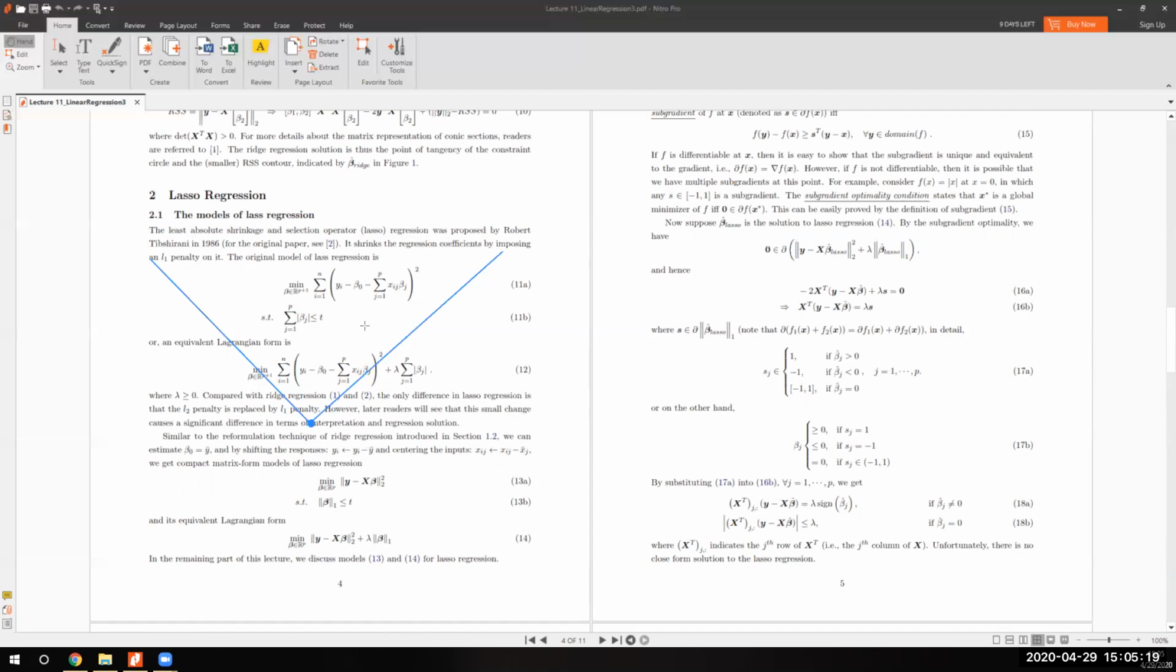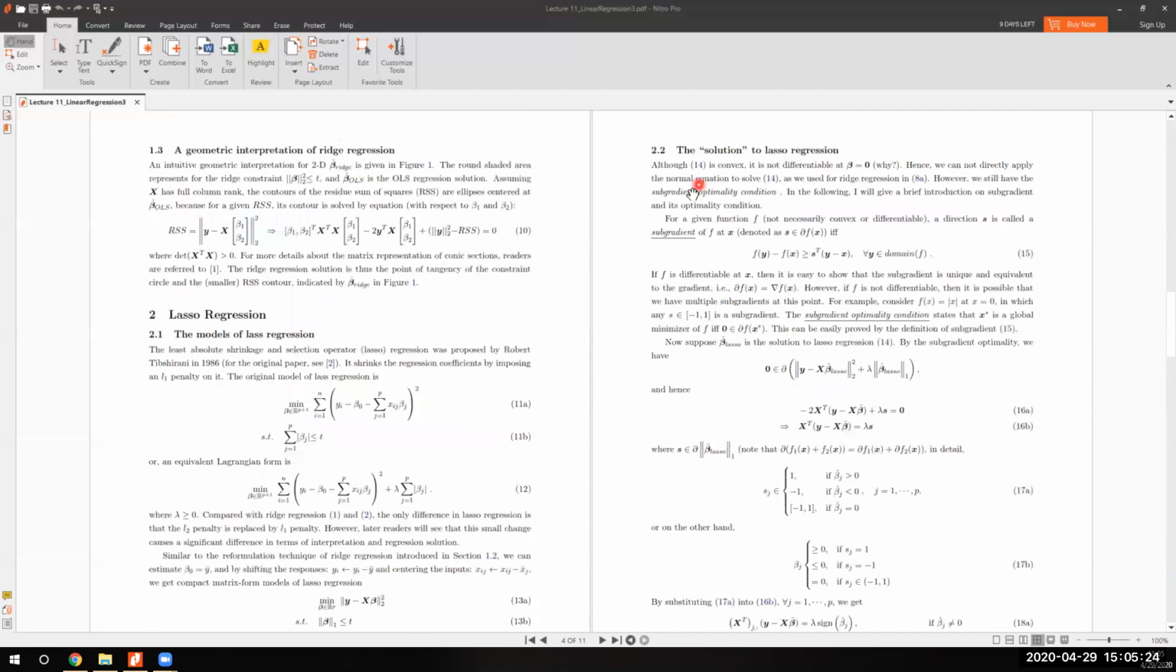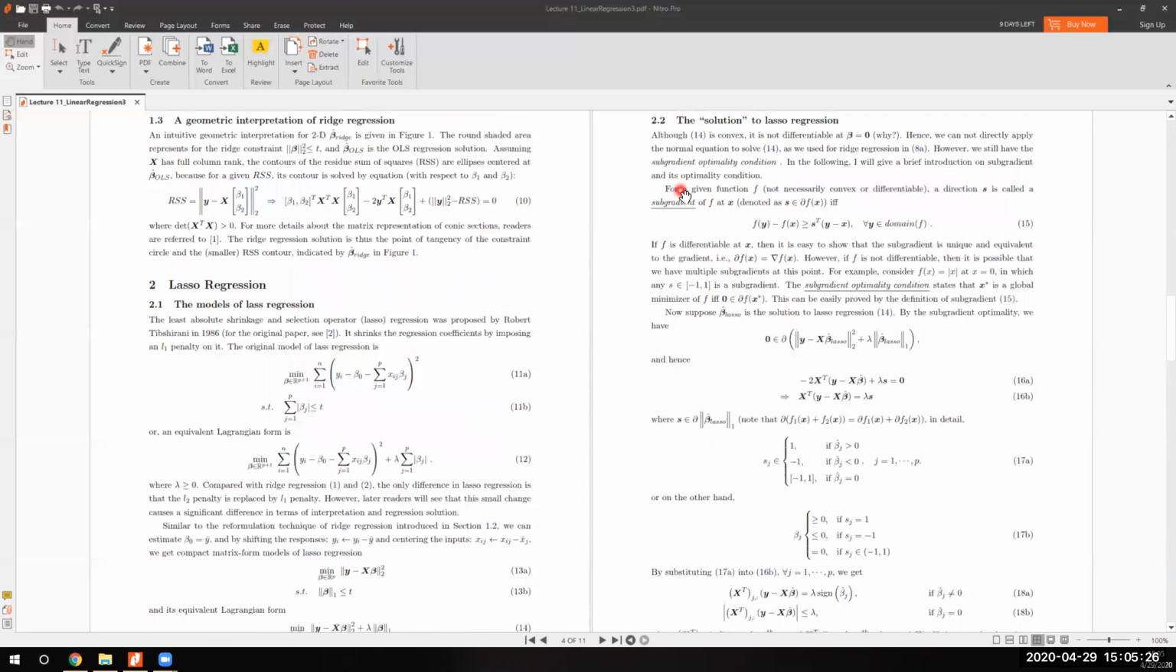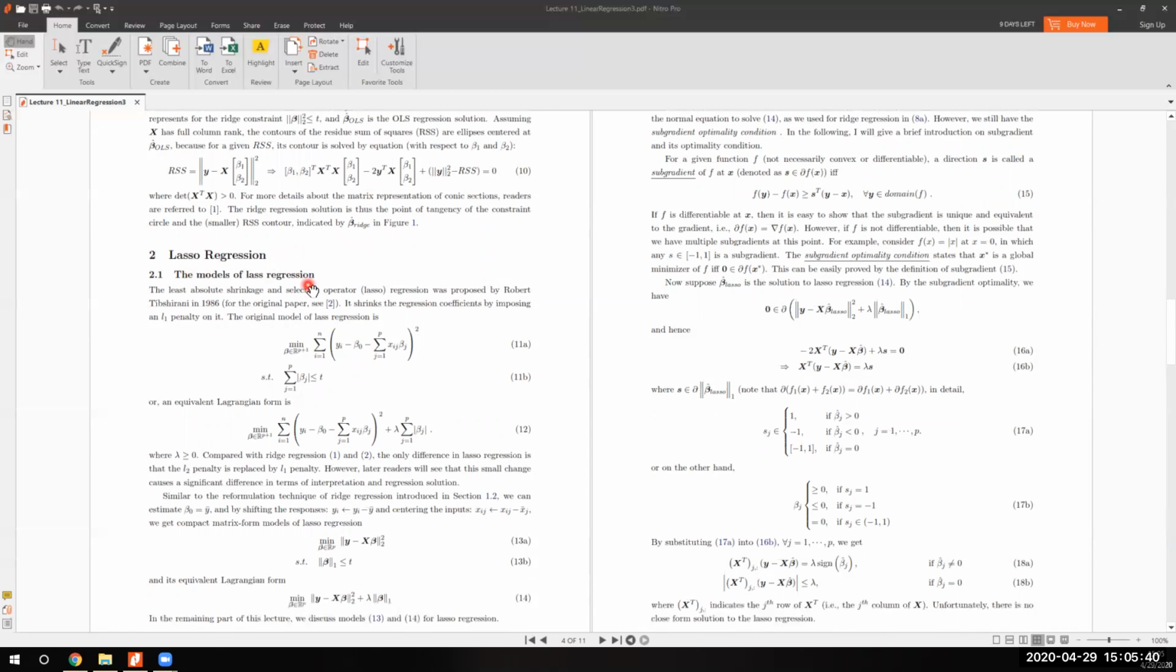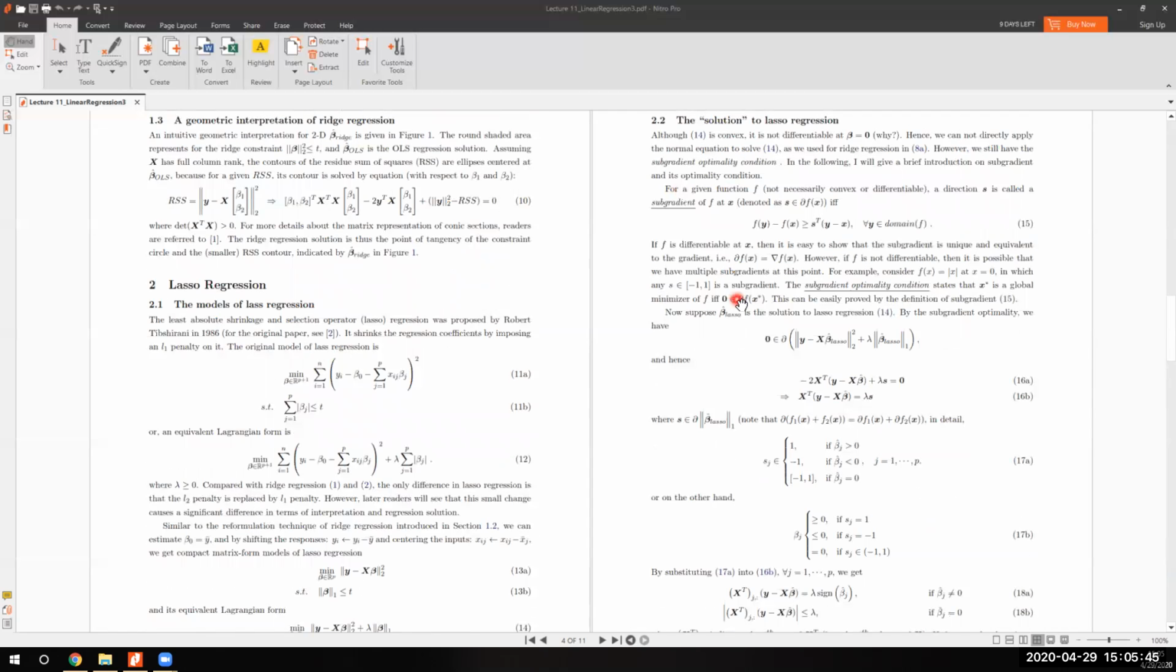So that's a problem: you cannot simply use a normal equation as we did in ridge regression. Later you're going to see this is actually the key, the most critical part of Lasso regression. Because it is not differentiable, we will have variable selection. If it were differentiable, you would not have variable selection. Okay, let's see how to handle it. We will use the subgradient optimality condition to handle it. Let me ask you this: how many of you have not heard of what's called a subgradient?